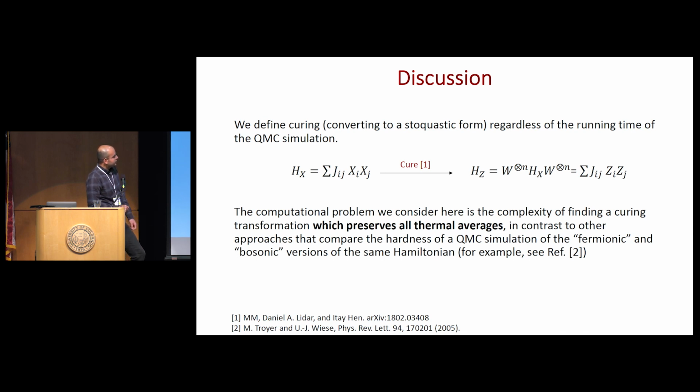And the other thing that I want to emphasize is that the computational problem that we consider here is finding this curing because we want a transformation which preserves all the thermal averages, or let's say in this specific choice, eigenvalues of the problem. And this is in contrast to other approaches that compare hardness of a quantum Monte Carlo simulation of the fermionic and bosonic version of the same Hamiltonian.